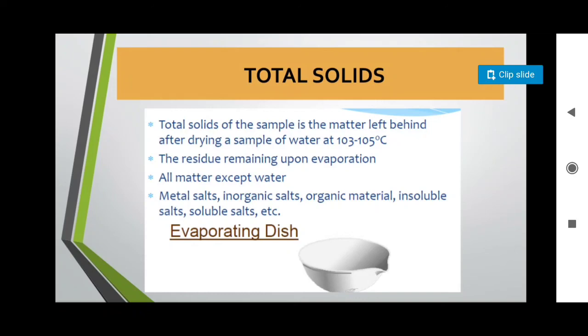So when we are trying to find the total solids, we put a sample in this evaporating dish and then we measure it, right? We also measure the weight of this evaporating dish, and then we put the sample in a drying oven at 103 to 105 degrees centigrade for 24 hours. The water will evaporate and the residue will be left behind. The residue remaining upon evaporation is your total solids.